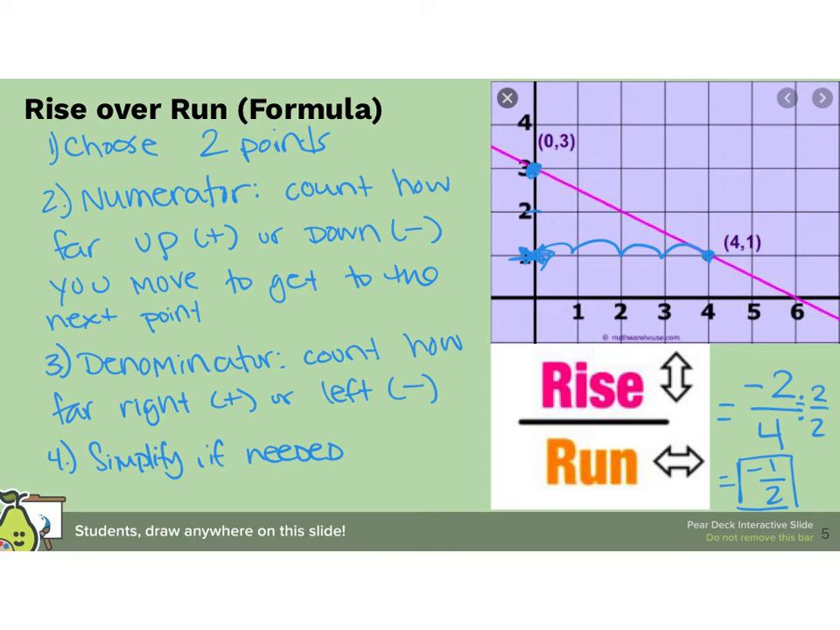This is the formula. So when I ask you what's the formula for finding slope when you're looking at a graph, the formula is rise over run. The formula we used last week when you're looking at just numbers, that's y2 minus y1. So we have 2 different formulas. They both give the same information.